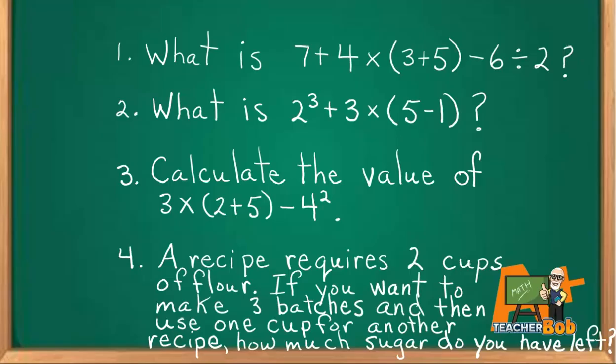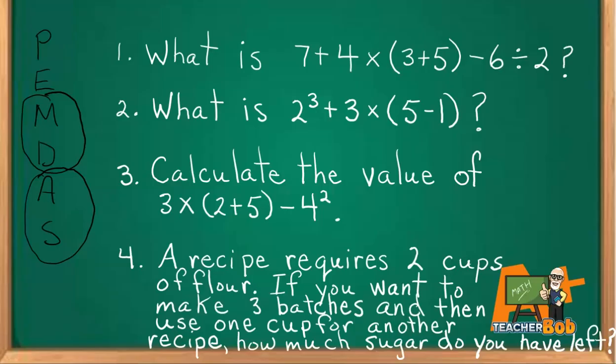Okay, question 1 asks, what is 7 plus 4 times the sum of 3 plus 5 subtract 6 divided by 2? So I'm going to use PEMDAS, and as I've mentioned, you use the acronym that we've gone over that you're most comfortable with. And I like to remind students that it's not a bad idea to circle your multiplication and division and your addition and subtraction, just to remind you that these work in pairs, and they're from left to right.